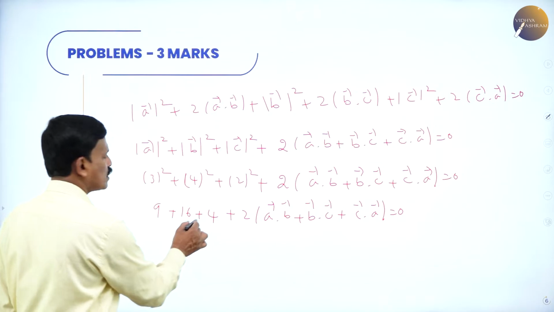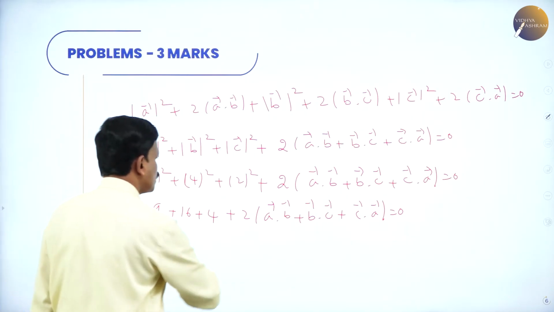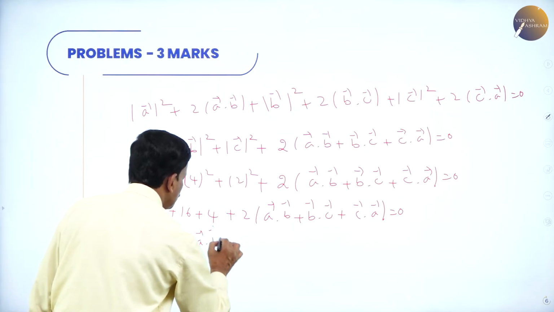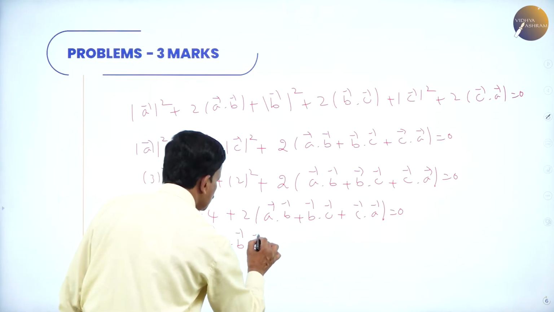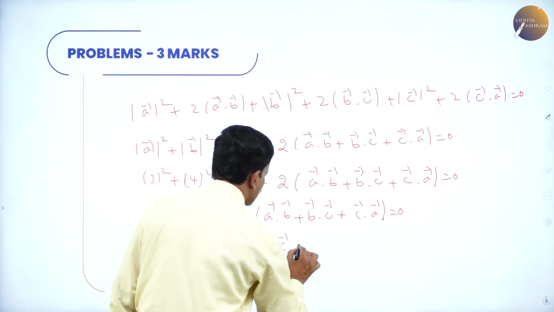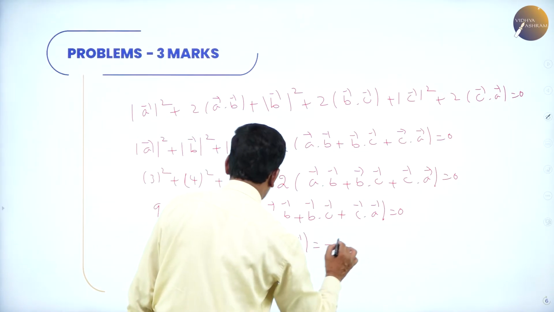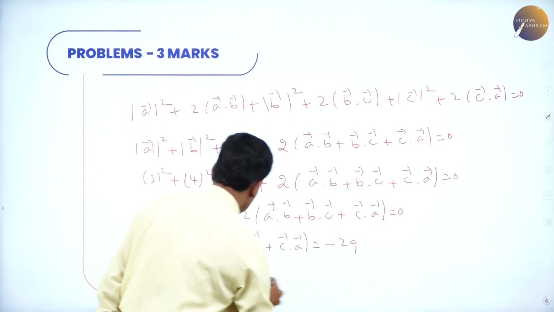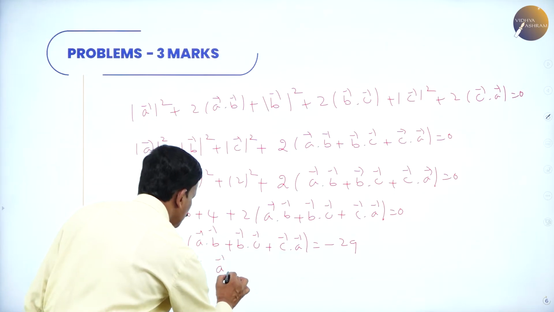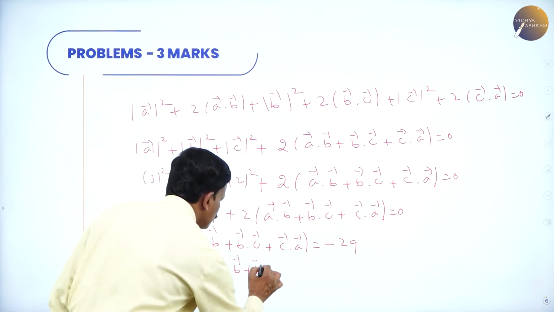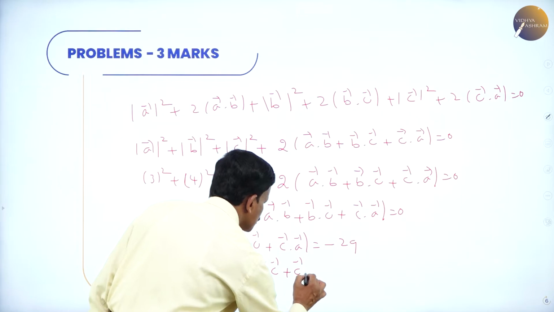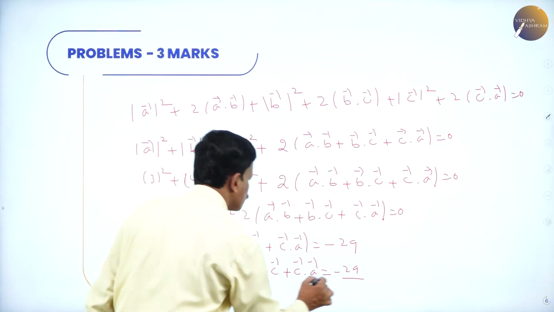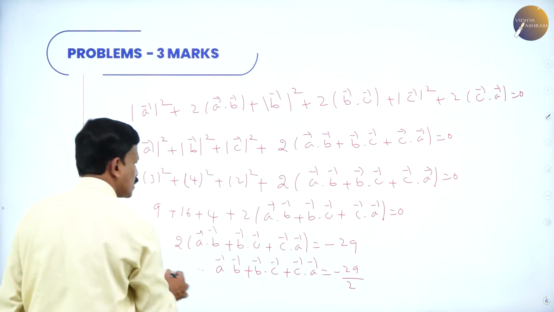So, 16 plus 4 is 20, 20 plus 9 is 29. Transfer 29 to the right hand side. Then we will get 2 times A dot B plus B dot C plus C dot A vector is equal to minus 29. So therefore, A dot B plus B dot C plus C dot A is equal to minus 29 by 2, bringing this 2 to the denominator. So this is the required answer.